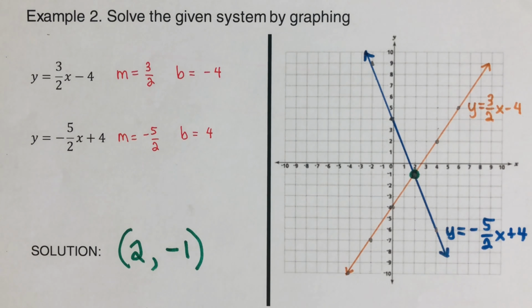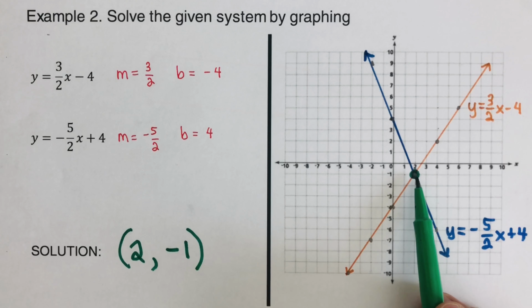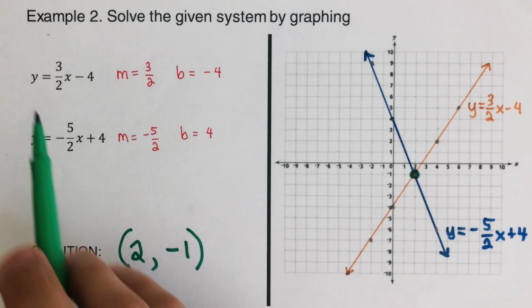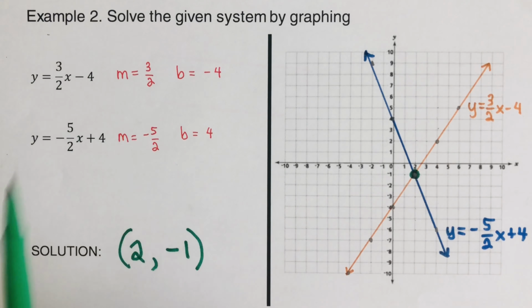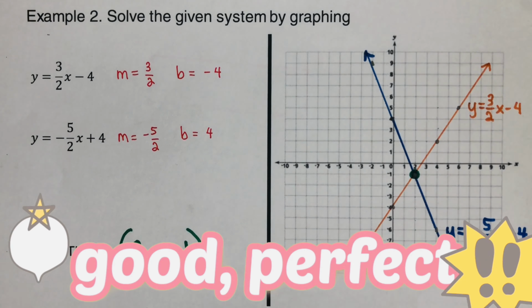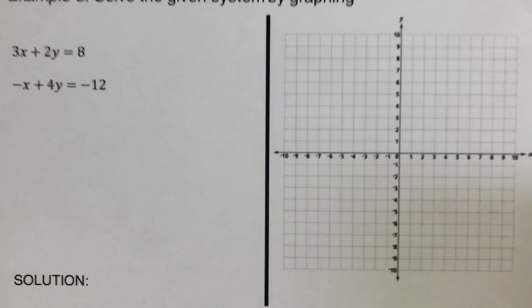Again, the solution to a system of equations, if we talk about graphical illustration, is the point of intersection between the two lines. And if we talk about it analytically, that's the point x and y that would make both of these equations true. Did you get the same answer as this? Good. Perfect. Now let's move on to the next example right here.